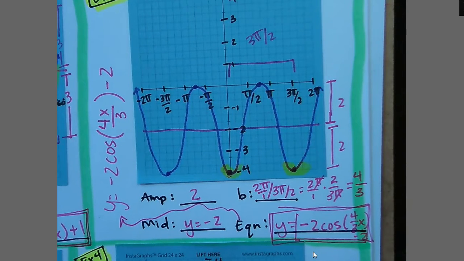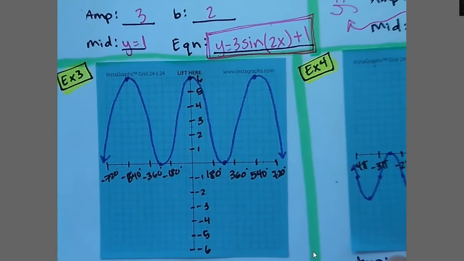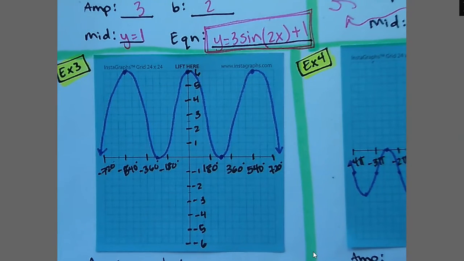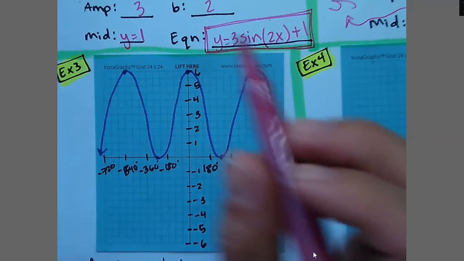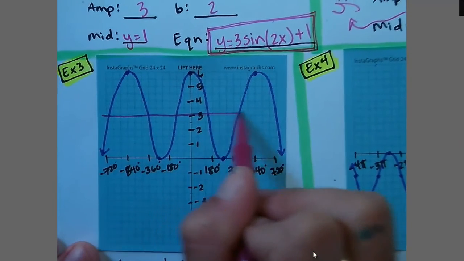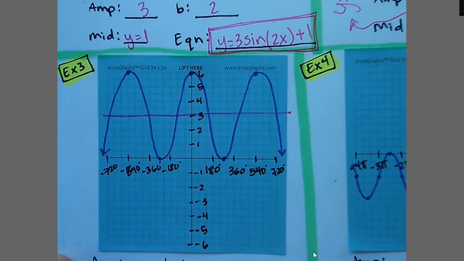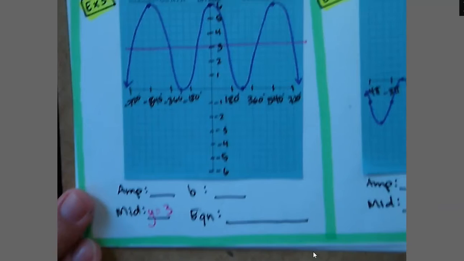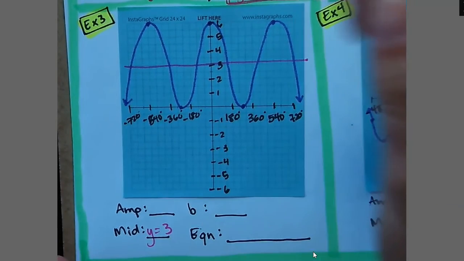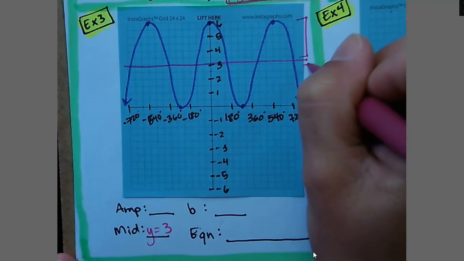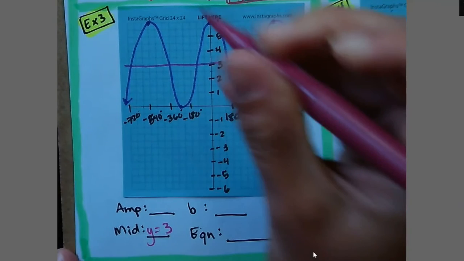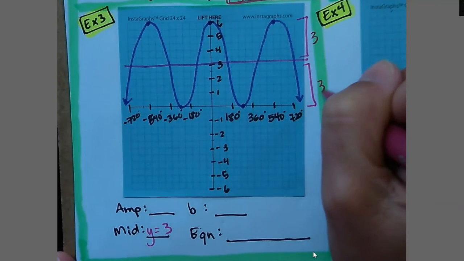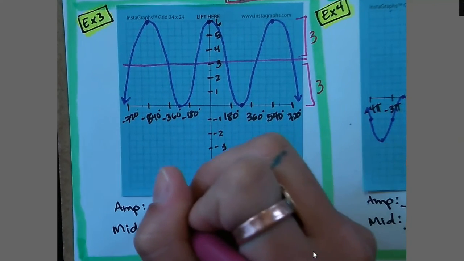Okay, so let's do another example. This is example number 3. Again, we're going to eyeball our midline, so we're just going to see what cuts this in half. And what cuts this one in half is positive 3. So y equals 3 is your midline. All right, then we're going to see how far up and down this goes. And it looks like this one is going up 3 and down 3. So our amplitude is 3.